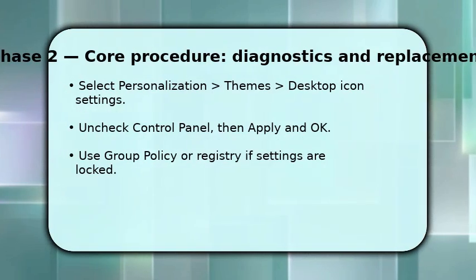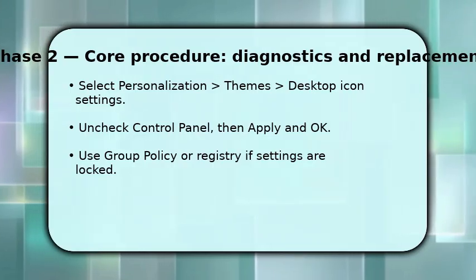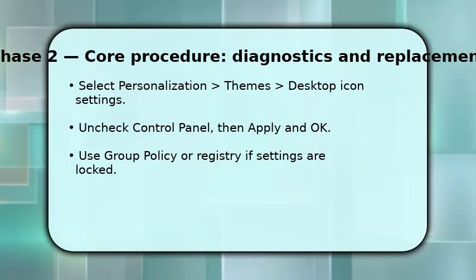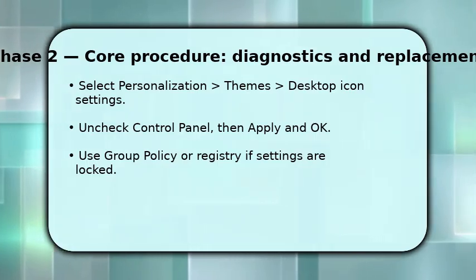You should now click Personalization, then Themes, and choose Desktop Icon Settings. This panel controls which system icons show on the desktop. Uncheck Control Panel, then click Apply and OK. This immediately removes the icon.